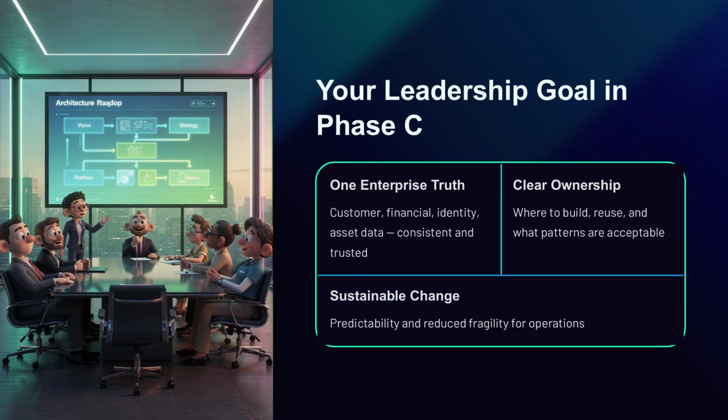With both data and applications in scope, your leadership goal becomes clear. You want one enterprise truth for critical data, clear ownership for the systems and data that support capabilities, and a sustainable plan to evolve the landscape without endless rework. Leaders want confidence that customer data, financial data, identity data, and asset data are consistent and trusted. Delivery teams want clarity on where to build, where to reuse, and what interfaces and patterns are acceptable. Operations teams want predictability and reduced fragility. Phase C helps you set these expectations and convert them into decision-ready architecture direction.